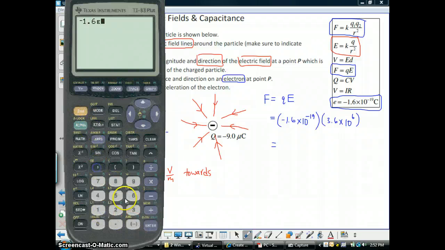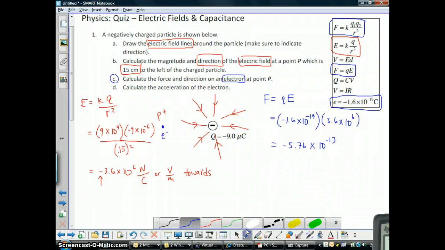Negative 1.6 E negative 19 times 3.6 E to the 6. Isn't it negative 3.6? And again, I don't need to have the negative because it's just the magnitude that's important. I can figure out what direction it is based on the charges in the picture. Multiply those together, you'll get this: negative 5.76 times 10 to the negative 13th.